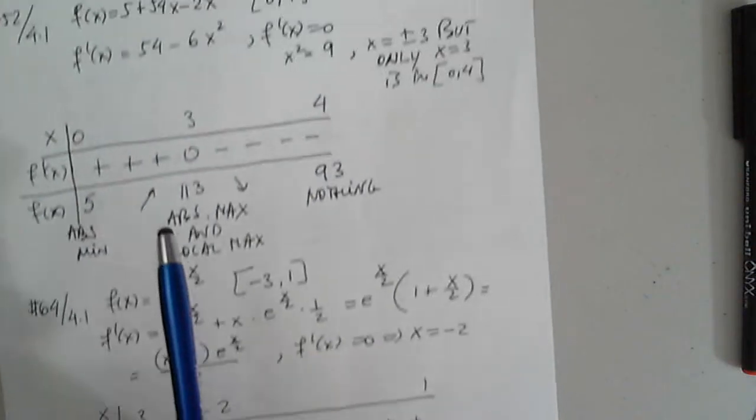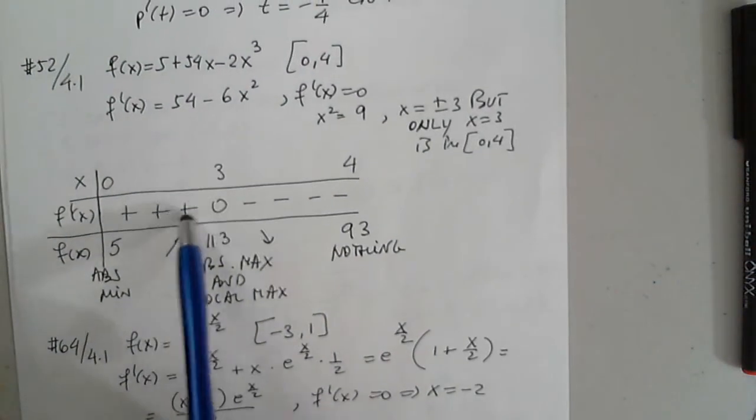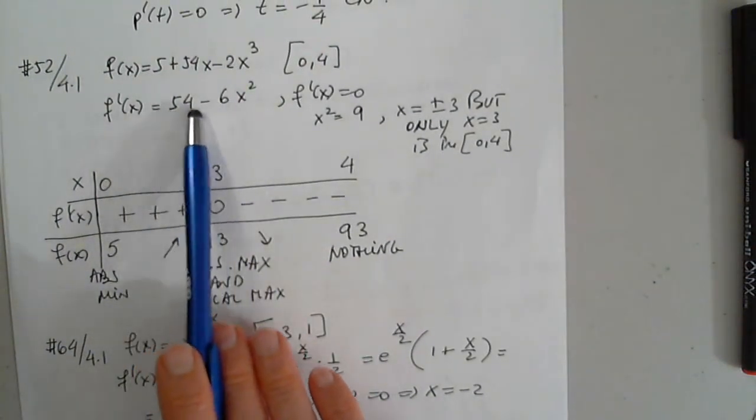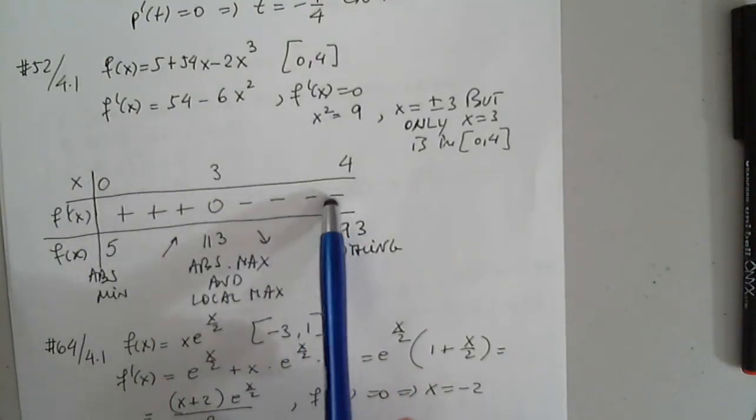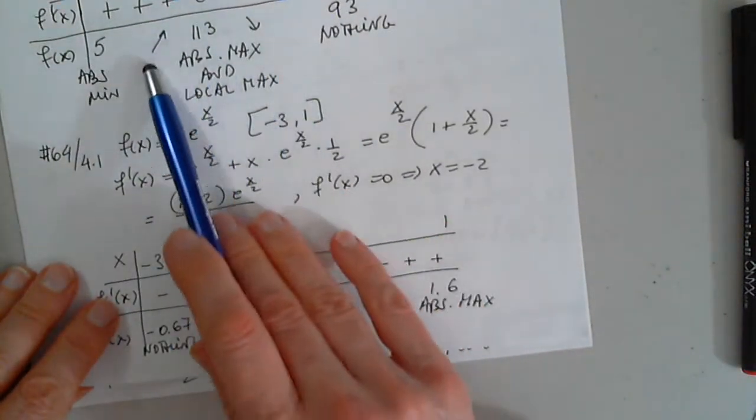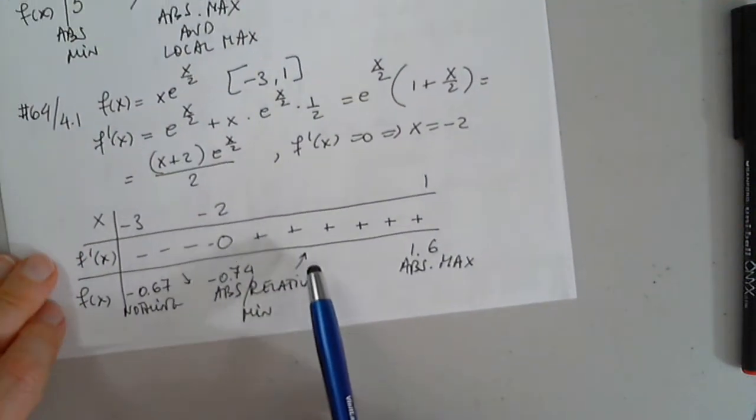Now I study the sign. I forgot to mention here, I study the sign of the derivative. I plug in the derivative 0 and I get positive, and if I plug in 4 here, I get a negative. And that's correct, increasing, decreasing. Same thing here.